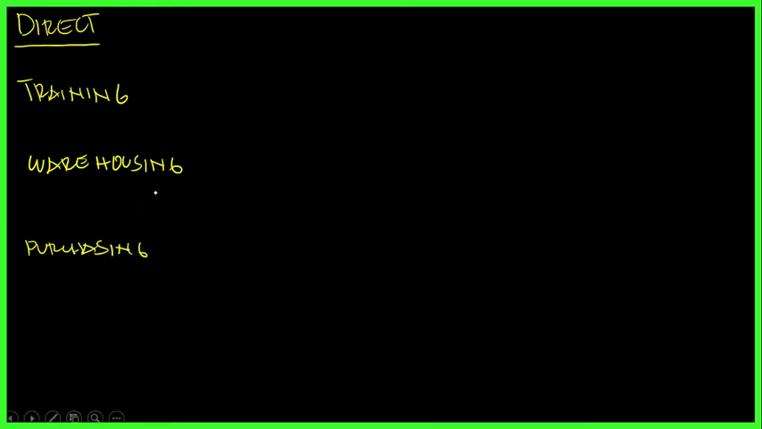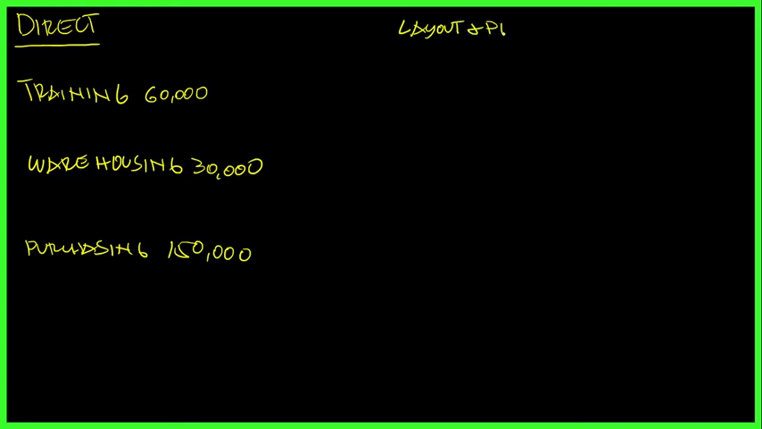And then we're going to allocate. How much were the costs earlier? You have 60, 30, and 150. So you have 60,000, 30, and 150. Alright. So let's try to allocate these for layout and preparation, and then you have your assembly. Imagine you're writing too. Go slowly so you can remember it well.